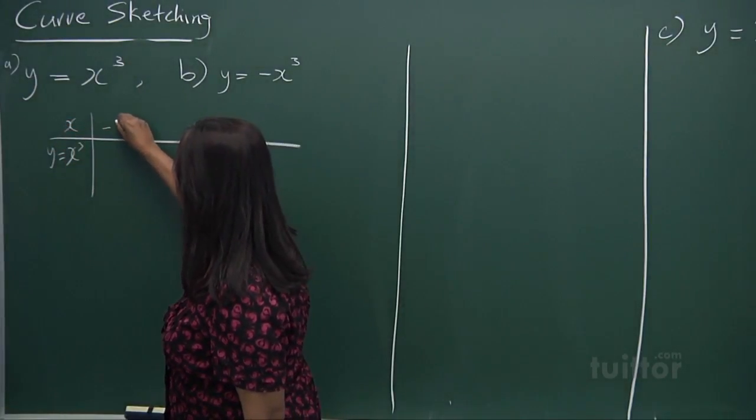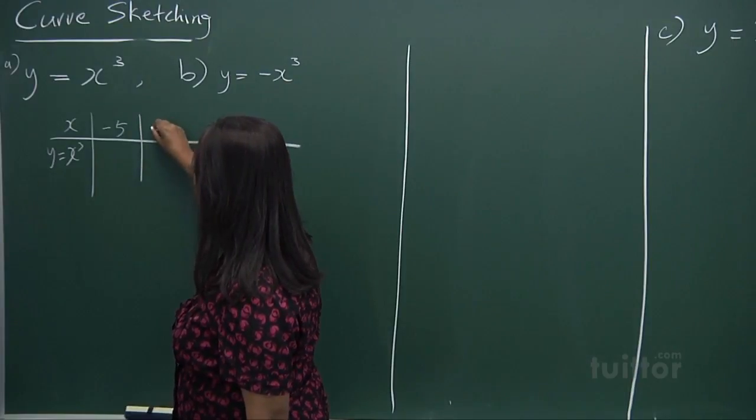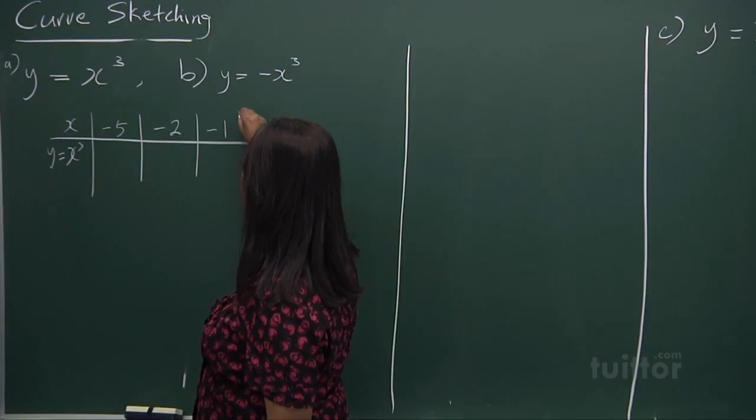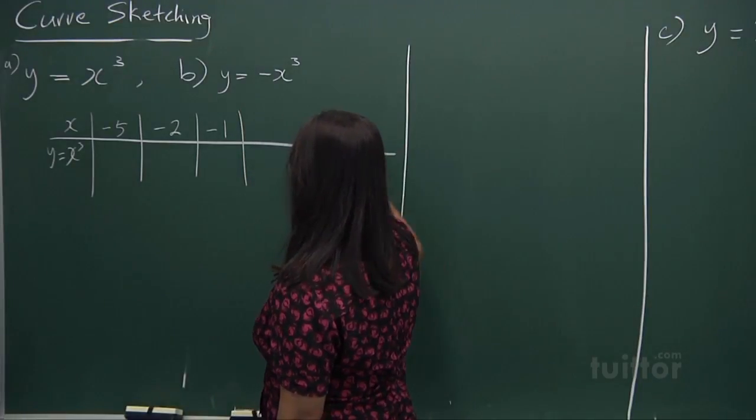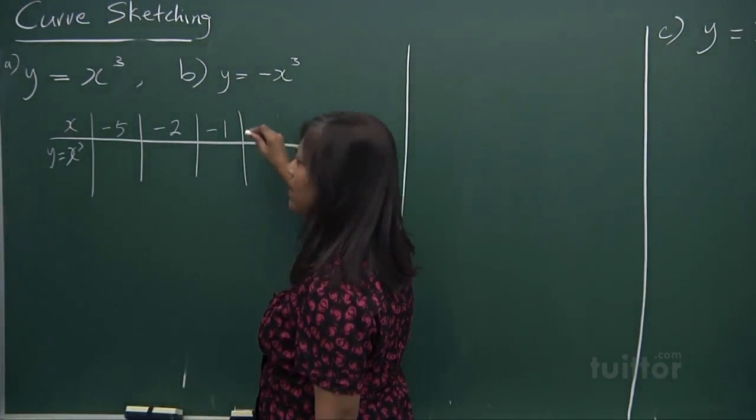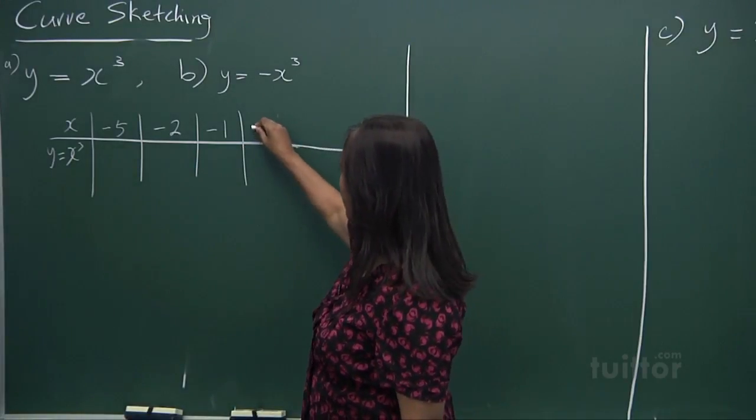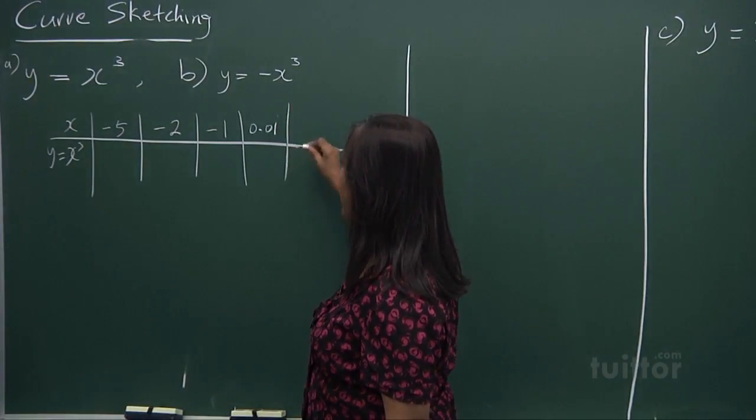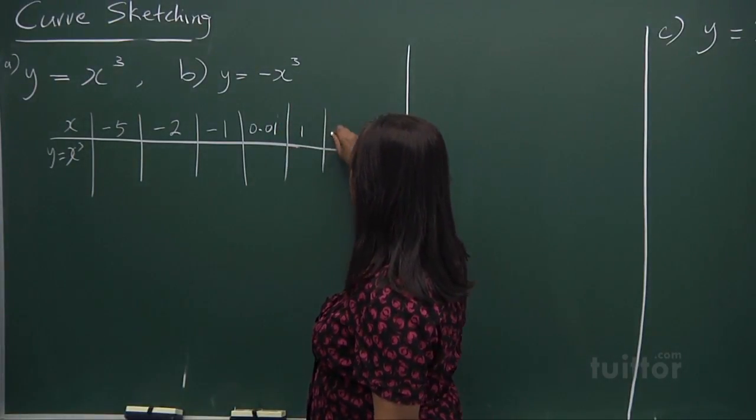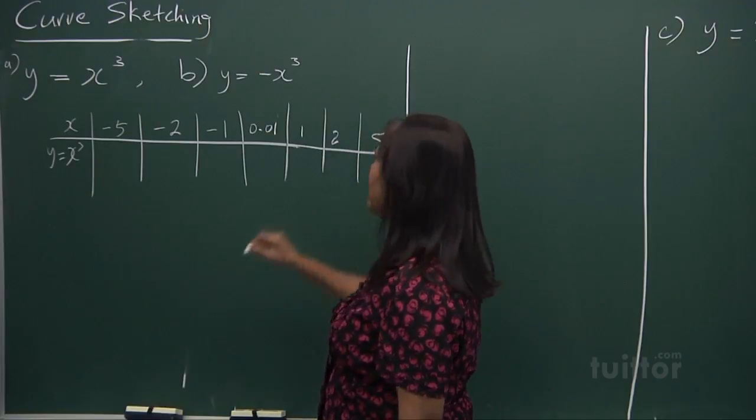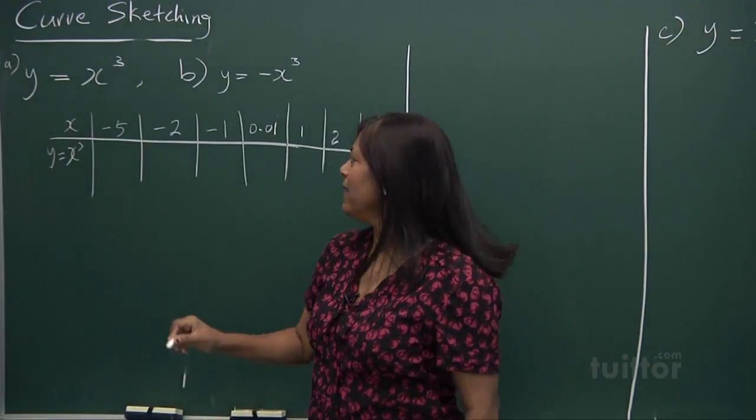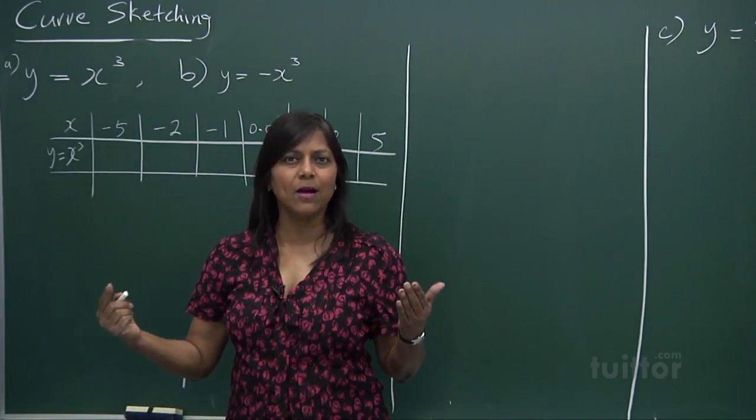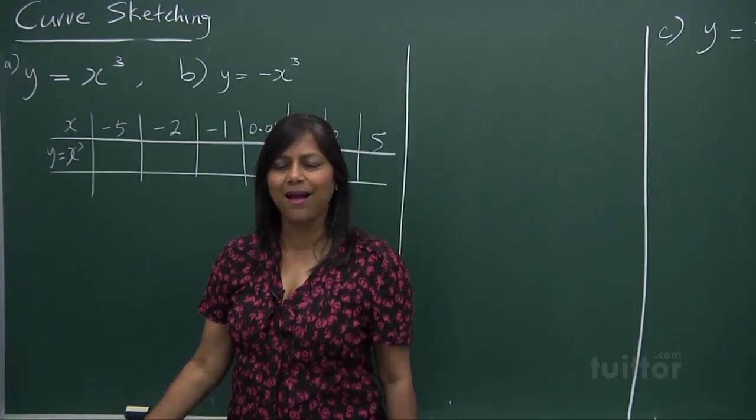Let's take a minus 5, and then we take a minus 2, we take a minus 1, and then maybe you want to try something really small before we get to 0. x is like 0.01, fine, and then we take 1, 2, 5. Let's see how y behaves with that, and then we can talk a little further and say, how's this graph going to look?